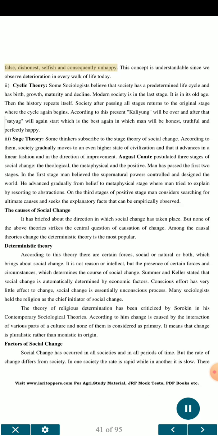false, dishonest, selfish and consequently unhappy. This concept is understandable since we observe deterioration in every walk of life today.